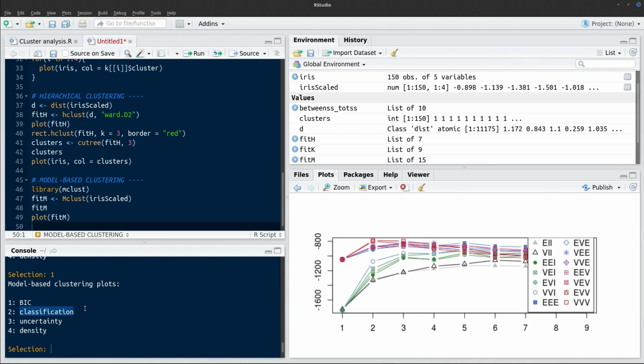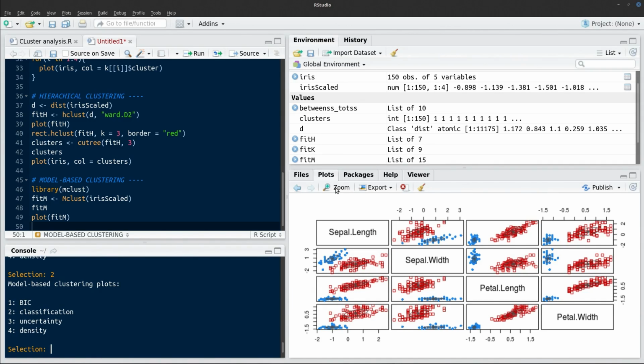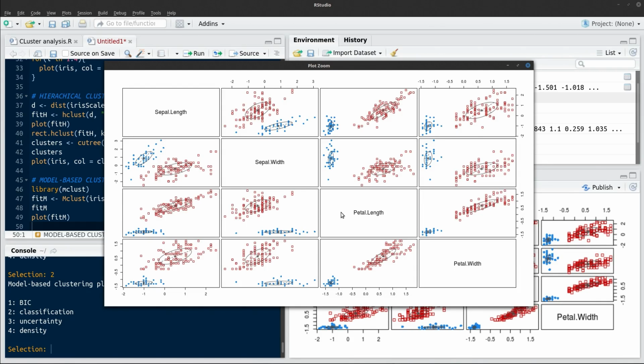If we look at the classification plot, number 2, we can see that the algorithm has classified these 2 different clusters. And so unlike where we chose 3 clusters before, it's only now classified these 2 different species as a single cluster because they don't separate particularly well from each other.